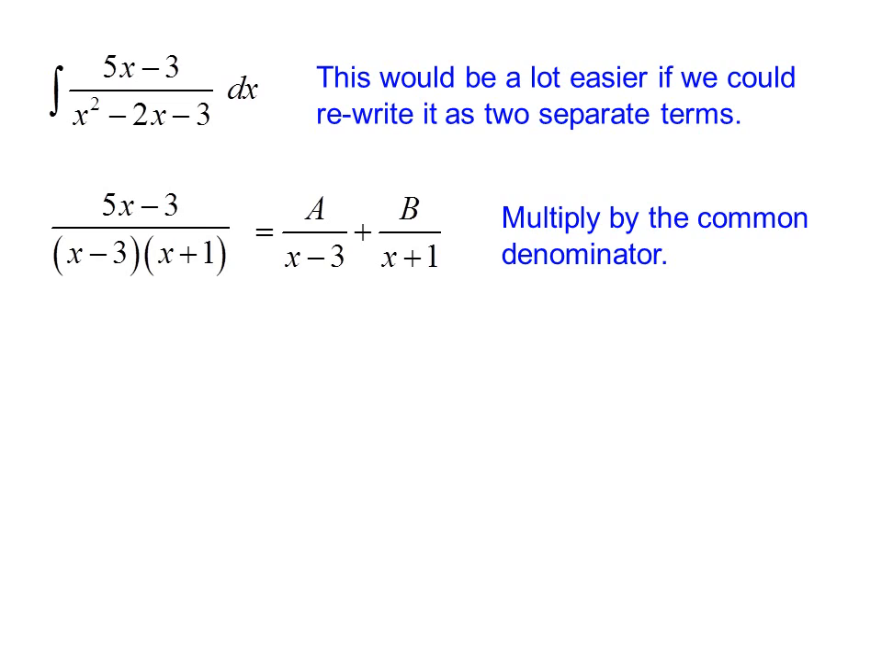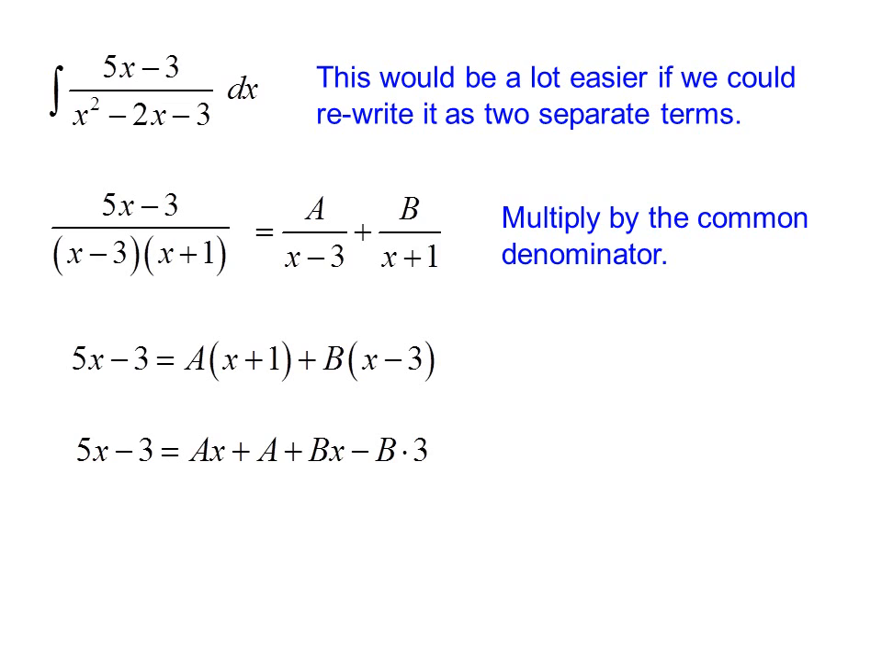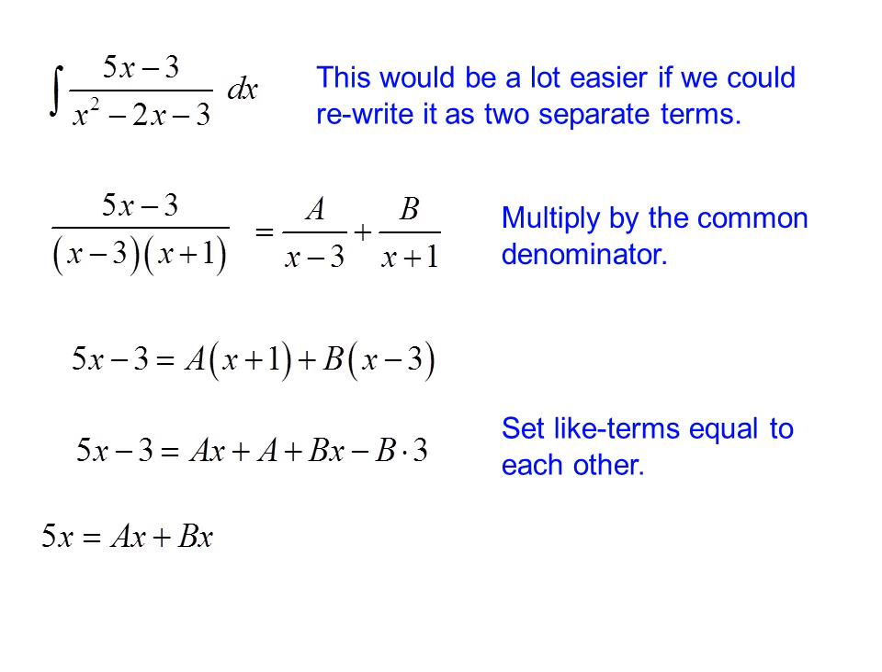Multiply by the common denominator. Now we've cleared the fractions. Clear the parentheses. And then set like terms equal to each other. So if we collect the x terms, we've got 5x equals ax plus bx. And the non-x terms give us negative 3 equals a minus b times 3. We can divide out the x's on the left-hand equation and rearrange the right-hand equation slightly.